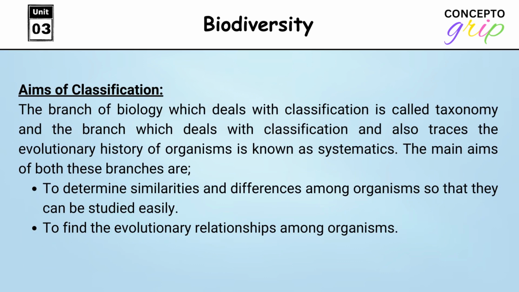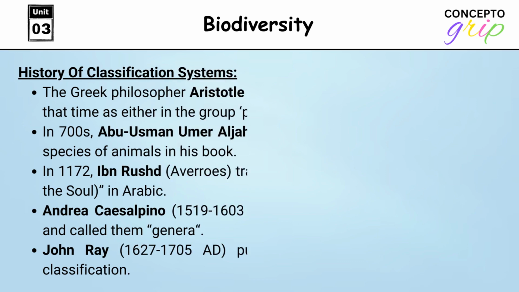Aims of classification. The branch of biology which deals with classification is called taxonomy, and the branch which deals with classification and also traces the evolutionary history of organisms is known as systematics. The main aims of both these branches are to determine similarities and differences among organisms so that they can be studied easily, and to find the evolutionary relationships among organisms.